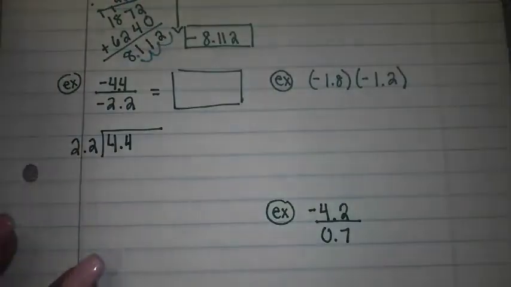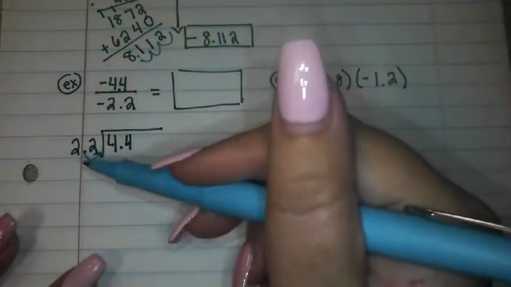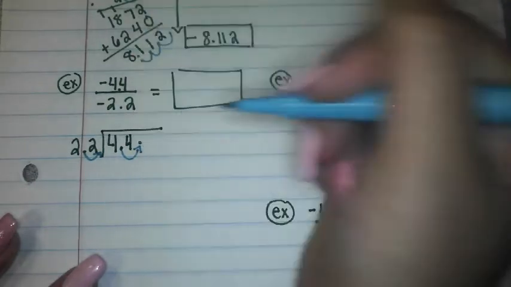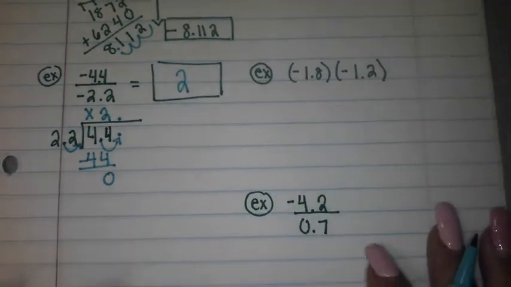Now, when you divide decimals, you need to move the decimal over to make it a whole number. And then you move this one in here the same amount of times. So now this is 44 divided by 22. Take that decimal, raise it to the roof. 22 can't go into 4, but 22 can go into 44 twice. 22 times 2 is 44. 44 minus 44 is 0. So my answer was just regular old 2.